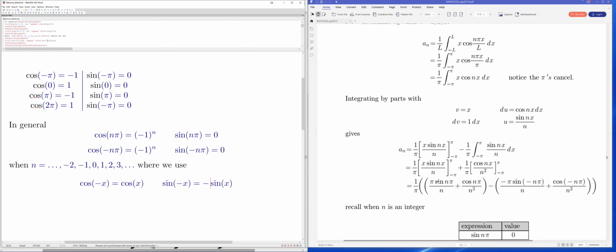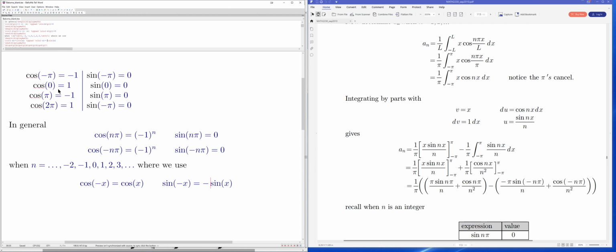Alright, so we need to figure out what this sine n pi is and what this cosine n pi is. Okay, so let's just recall some values for cosine of an angle. And by pi over here, remember pi is 180 degrees, so 2 pi is 360 degrees, and minus pi over here is minus 180 degrees.